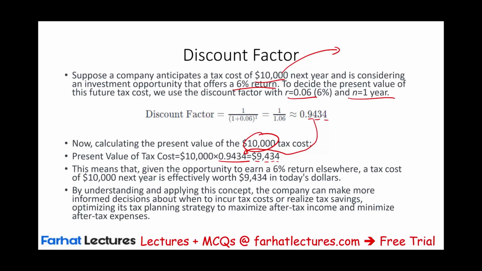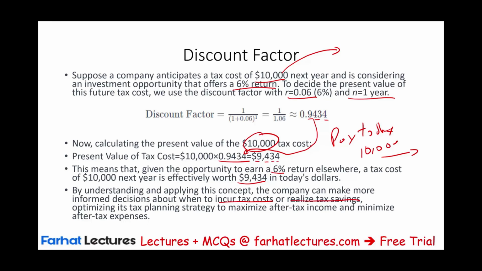$9,434. This means that given the opportunity to earn 6% elsewhere, a tax cost of $10,000 next year is effectively $9,434 today. Because you have to pay it next year, you have more time. In other words, you can earn some. So you're not paying $10,000. If you have to pay it today, you pay $10,000. If you're going to defer this to next year, then all we have to come up with is $9,434. By understanding and applying this concept, the company can make more informed decisions on when to incur tax costs or realize tax savings.